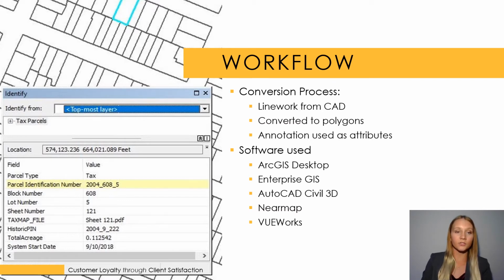The left image shows some of the important attributes that can be found when you click on a parcel. Some of the software that we used includes ArcGIS Desktop, Enterprise GIS, AutoCAD Civil 3D, Nearmap, and ViewWorks.